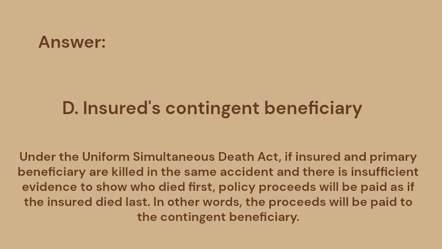Insured's contingent beneficiary. Under the Uniform Simultaneous Death Act, if both insured and primary beneficiary are killed in the same accident and there is insufficient evidence to show who died first, policy proceeds will be paid as if the insured died last. In other words, the proceeds will be paid to the secondary or contingent beneficiary.